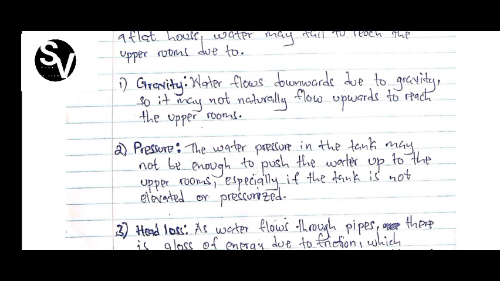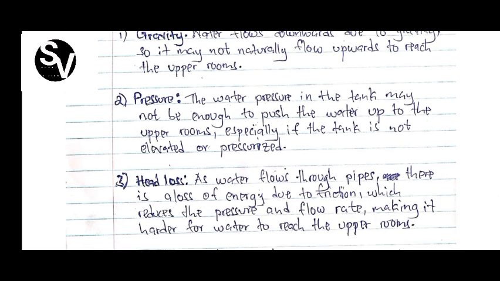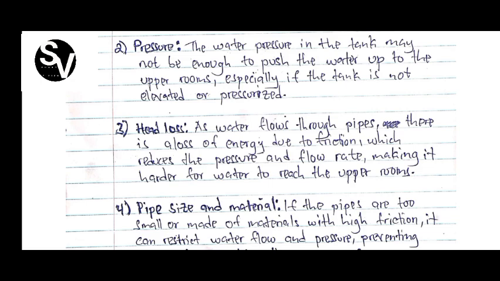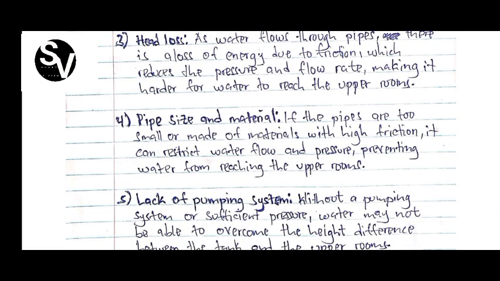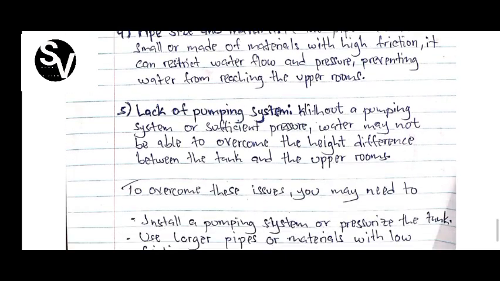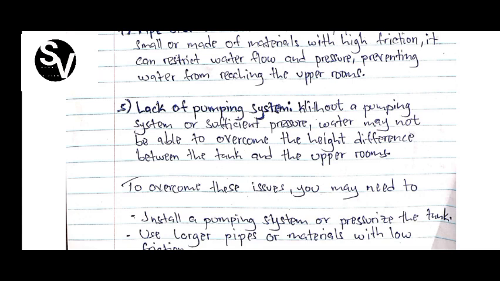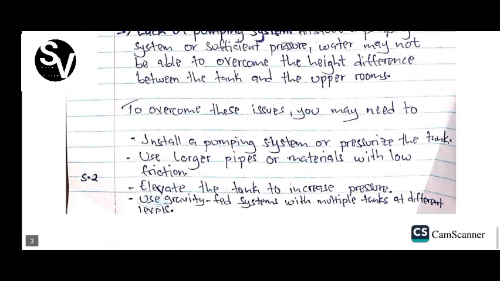Then we are having gravity, we are having pressure, we are having head losses, we are having pipe size and the material of the pipe that you are using. There are some materials which have a lot of friction. Then you are using pipes with a small radius or small diameter. Also, all those matter. Then lack of a pumping system can also affect you. Then the solutions are also given down there.